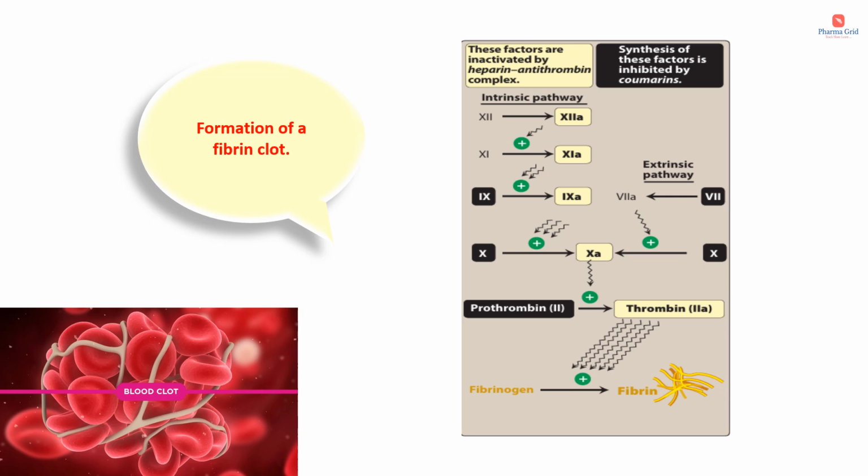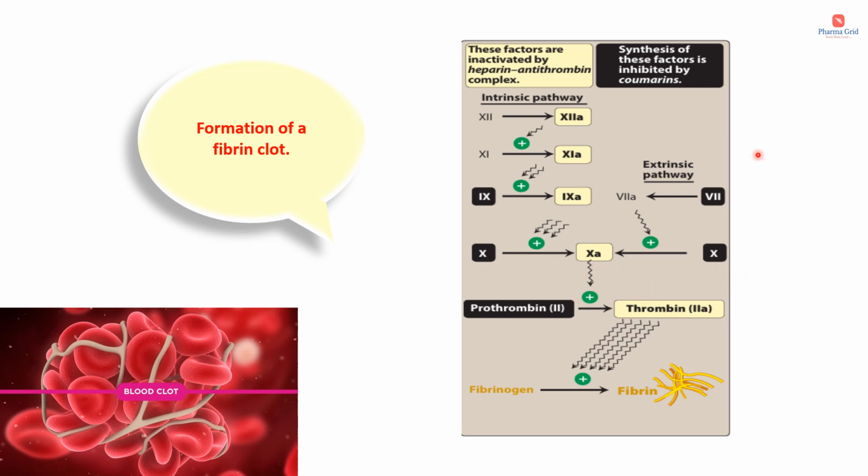Now let's see how a fibrin clot is formed. Here you can see the simplified diagram of this coagulation cascade. As I have already mentioned, coagulation consists of three pathways: the extrinsic pathway, the intrinsic pathway and the common pathway. These three pathways interact together to form a stable blood clot. The extrinsic and intrinsic coagulation pathways both lead into the final common pathway by independently activating factor 10.